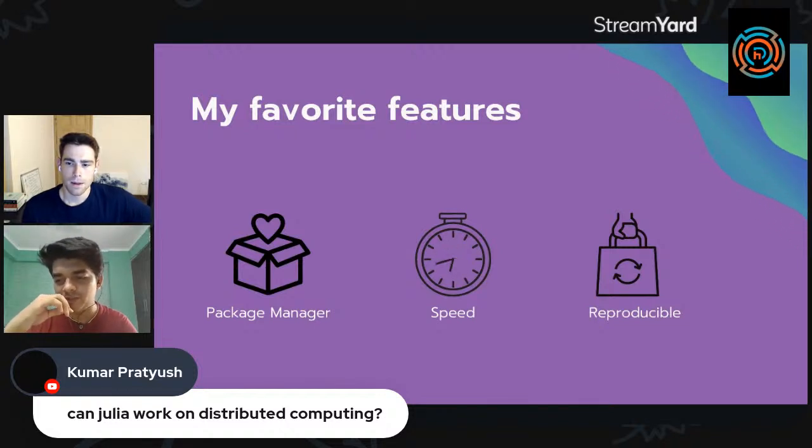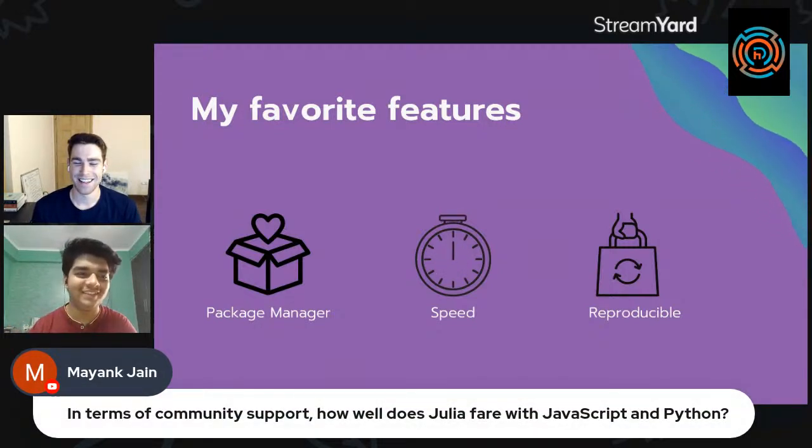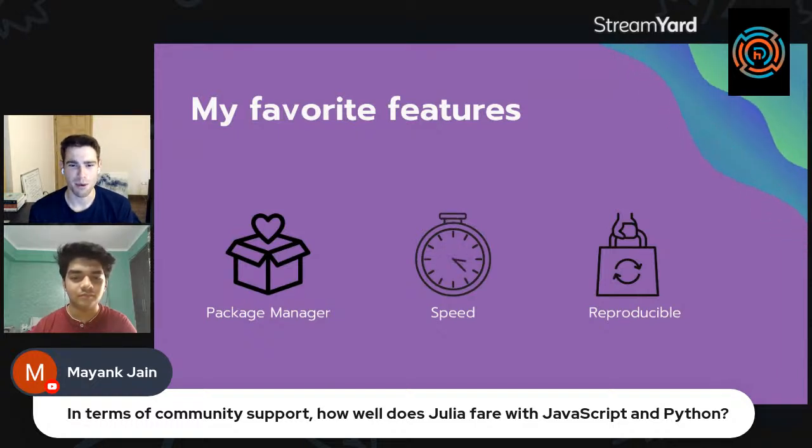Mayank is asking, in terms of community support, how well does Julia fare with JavaScript and Python? I'm biased because I'm the community manager for the Julia language, so I have high things to say about Julia. But it is completely fair to note that the Python and JavaScript communities are way bigger than the Julia community. There's obviously a ton of people in the Julia community, and it's growing rapidly, like 100% every year, which is awesome to see. But Python has like 36% market share of all the programming languages used in existence, so it's not an apt comparison between those two languages.